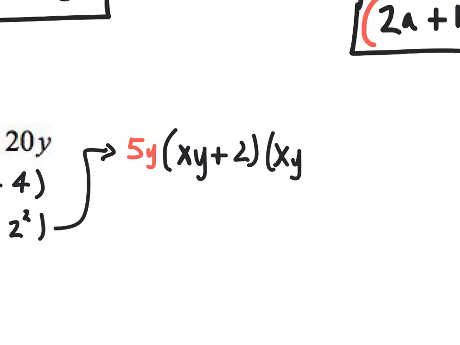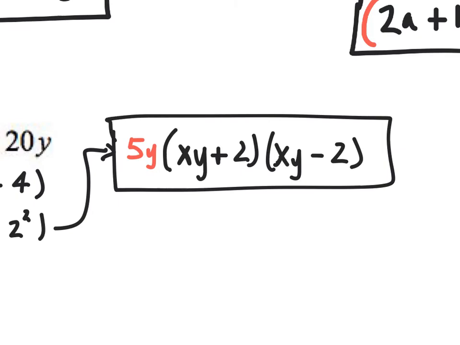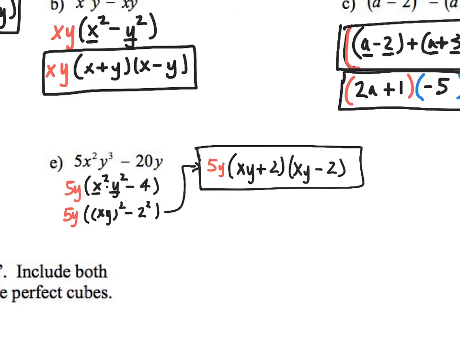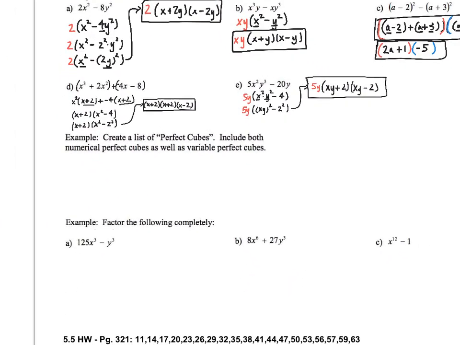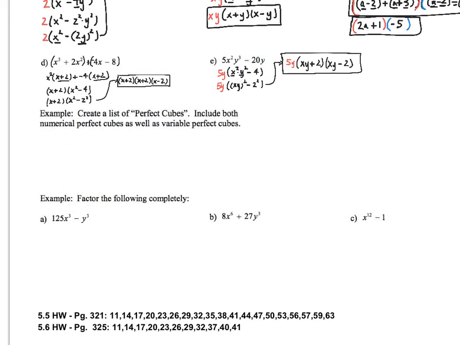All right. So it's all about finding something you can factor out and then looking to see, okay, is this a difference of squares? And a lot of times it is. All right, now let's talk about perfect cubes. Now this one's a little bit different.